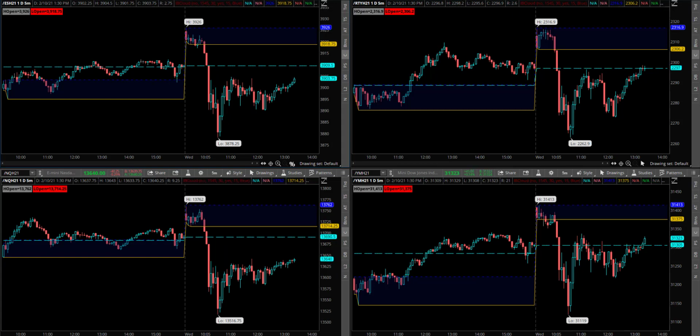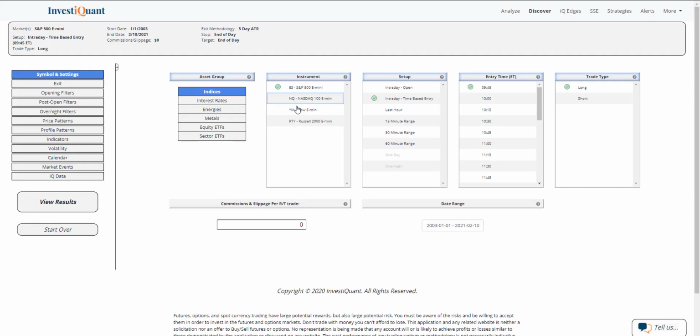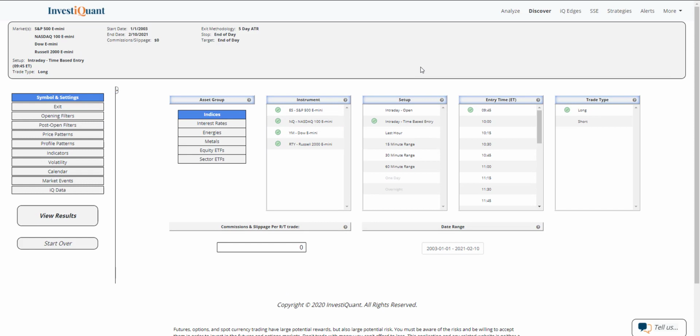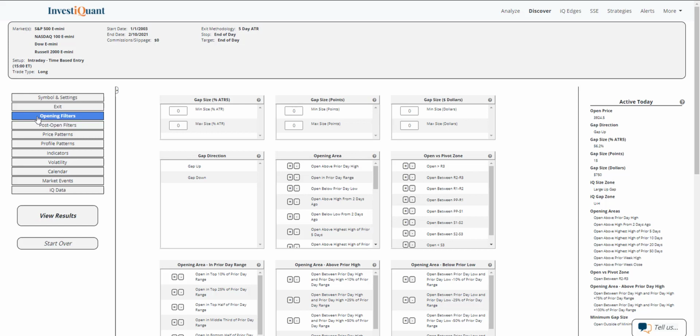So let me go into Discover and we will set this up in all four instruments. The setup is going to be based upon entering the market long at 3 p.m. Eastern Time. The exit is set to the end of regular trading hours, which is 4:15 p.m. Eastern Time. Now, this morning we opened up above the prior day high, so when I go into the opening filters section, I'm going to hit equals next to open above the prior day high to add that piece of information.